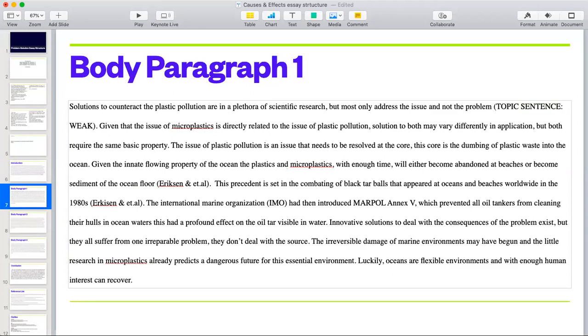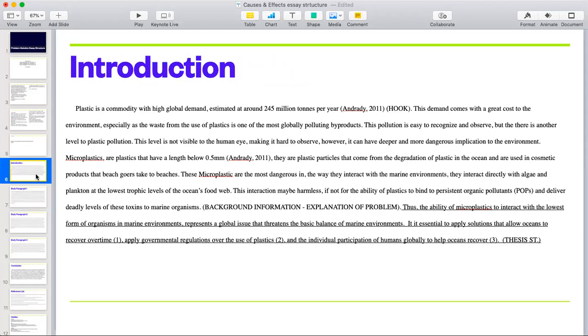Habiba? Now in the introduction, we state the problem and the two solutions. Three, honey, there are three. You state the problem in the background information part, and you state the solutions in the thesis statement. Okay? Fine, thank you.